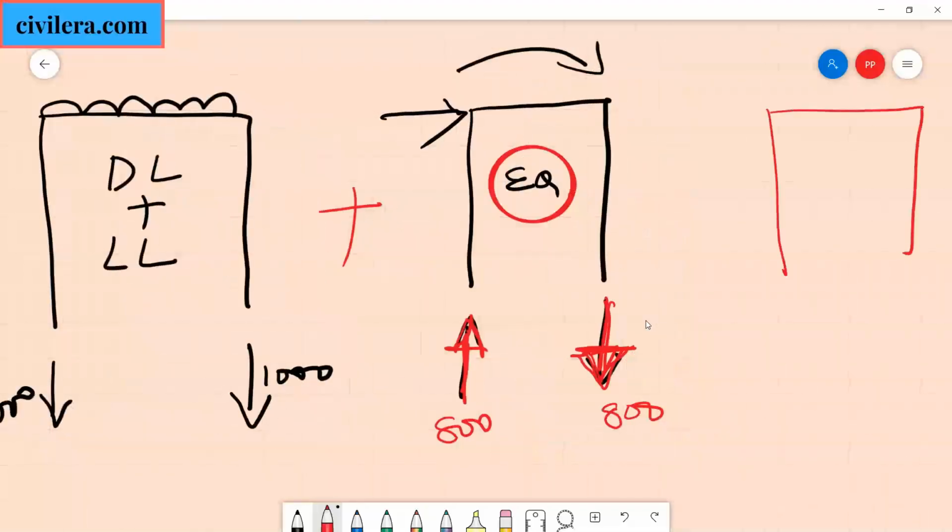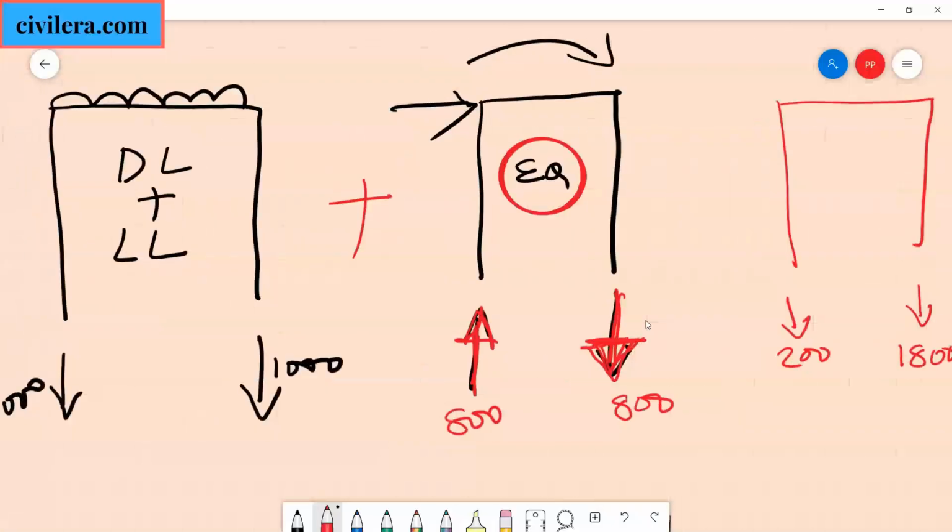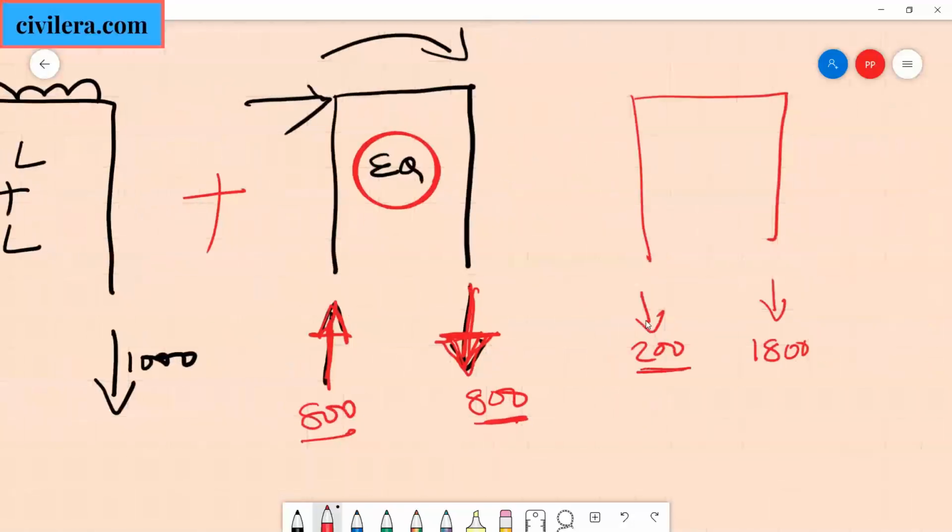You have 200 on this column and you have 1,800 on this particular column, because you are adding these two combinations, dead load plus live load plus earthquake. Let us forget the factor of safety for the time being. So you have 1,800 on the right hand side and 1,000 minus 800, 200 on this side. So this needs to be designed for 200 and this needs to be designed for 1800.